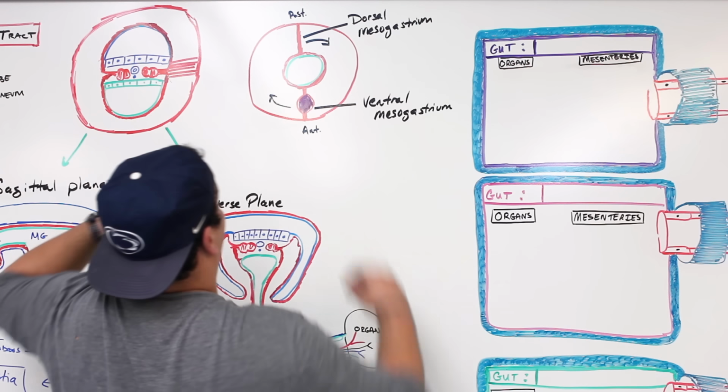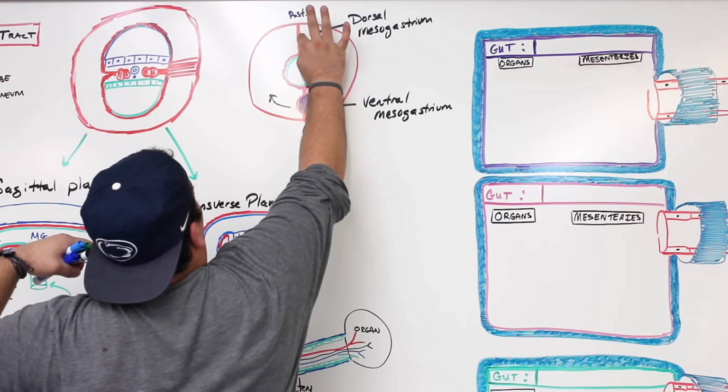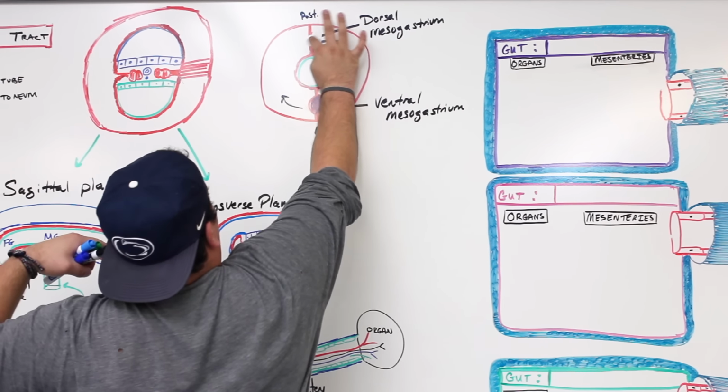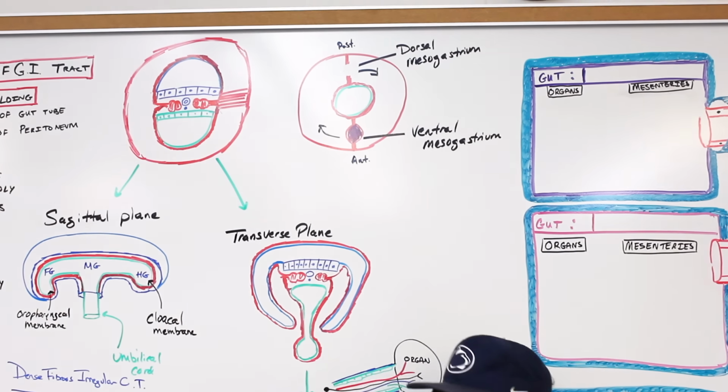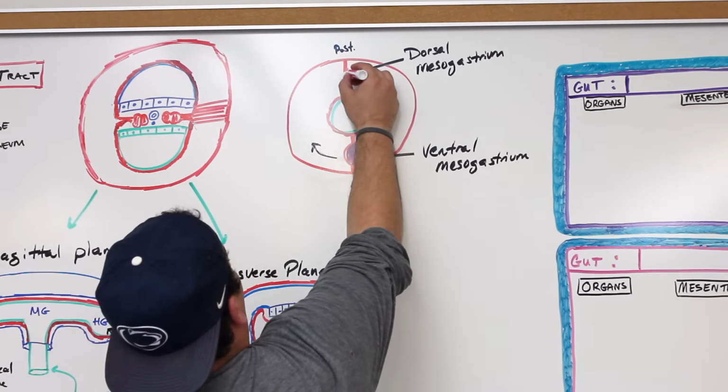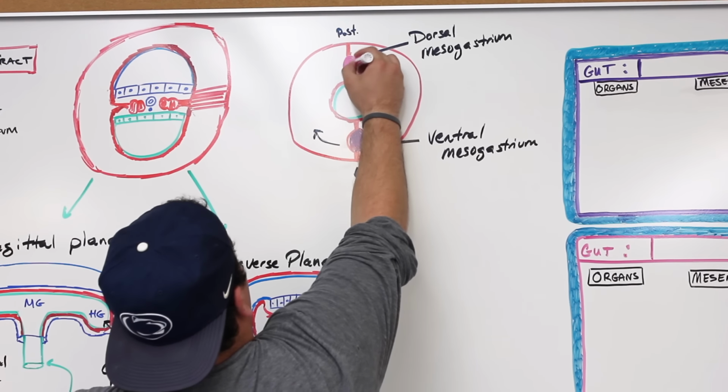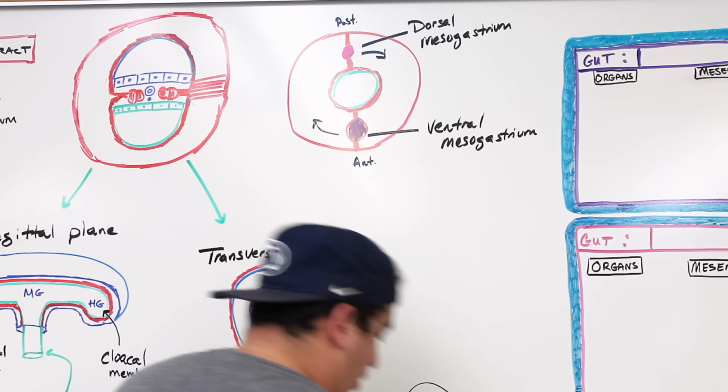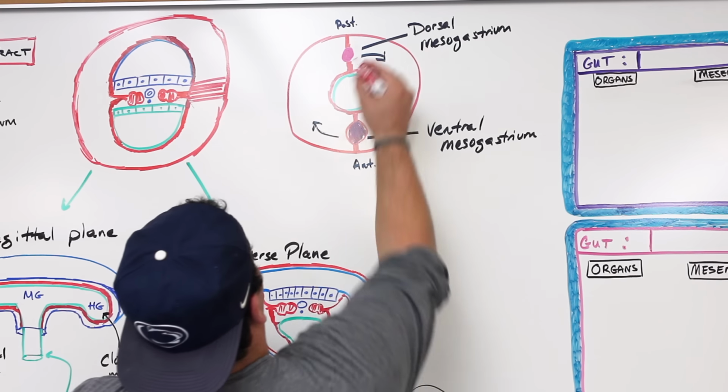In the dorsal mesogastrium, we're going to have another organ here that we're going to have representing back here. Let's have this one in pink. And this organ is going to be the spleen. Okay, so the spleen is going to develop back here.